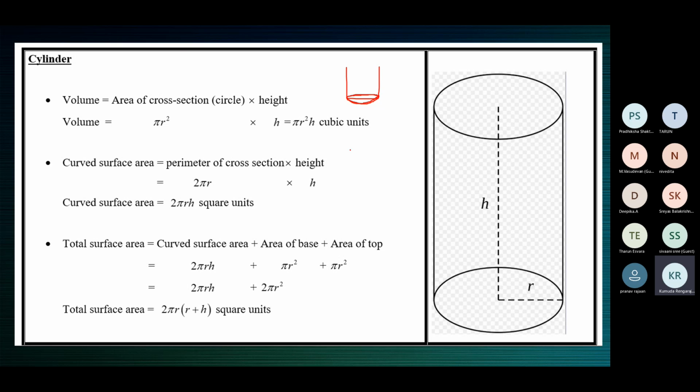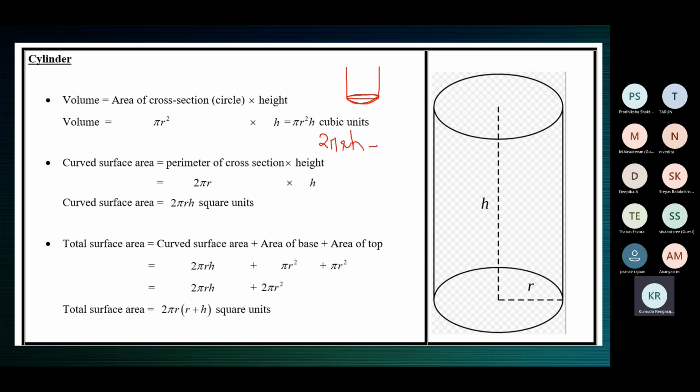So if the cylinder under consideration is a tumbler, then the area to be painted will be the CSA, which is 2 pi r h, plus only one circle, so plus pi r square. You find it separately. It's not that you have to take something common and bring the formula like that. So if we have to answer this question, what is the total area of the glass tumbler to be painted?